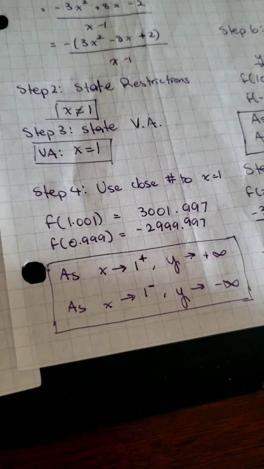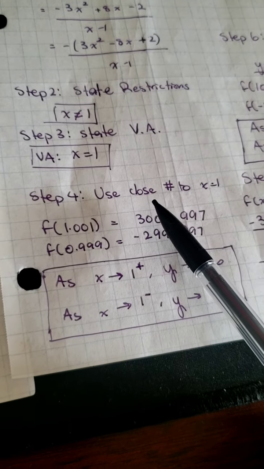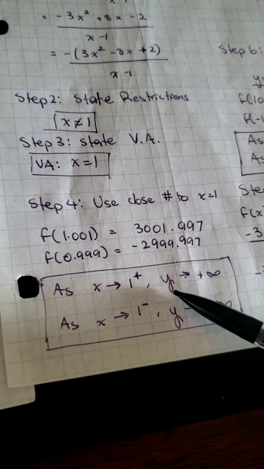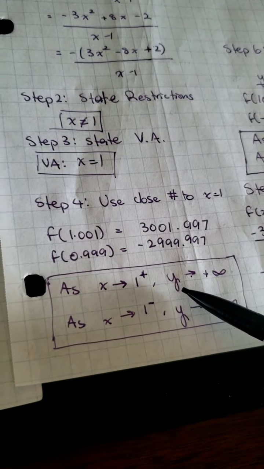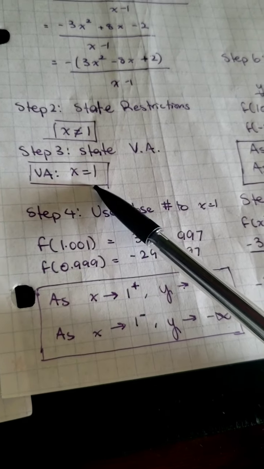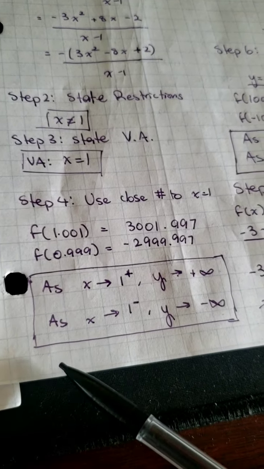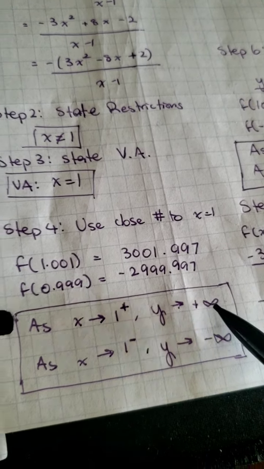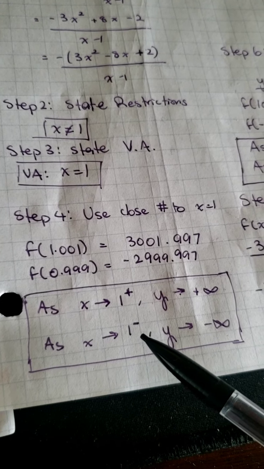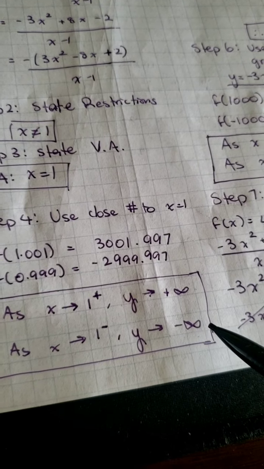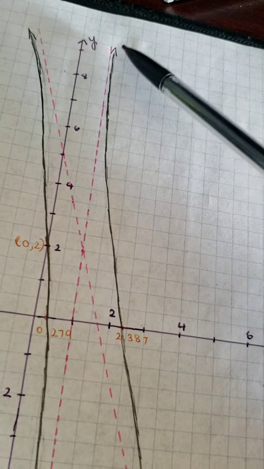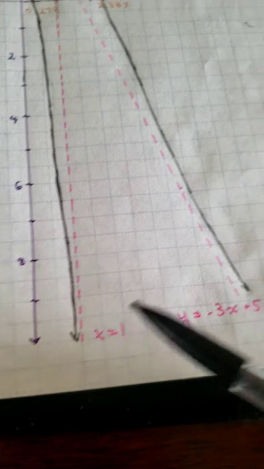And then the next step is to choose two numbers that are really close to your vertical asymptote and find if the function is above the x-axis or below. After plugging in really close numbers to x equals 1, you get, as x is approaching 1 from the right side, y is going to positive infinity, and as x is approaching 1 from the left side, y is approaching negative infinity. As you can see in the graph here, on the right side, our function is approaching positive infinity, and on the left side, it's approaching negative infinity.